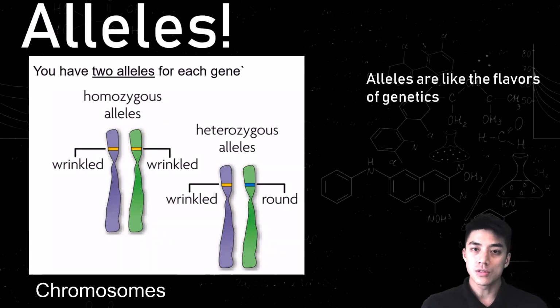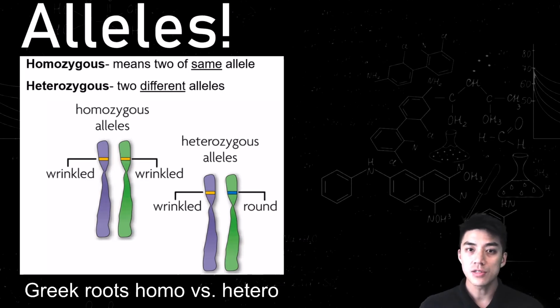You have 2 alleles for each gene. So for example, if you're looking at wrinkled versus round plants, if you have a homozygous set of alleles, that means you're carrying 2 of the same traits. So that means you would be carrying a wrinkled and a wrinkled allele. If you are heterozygous for a certain trait, that means you're carrying an allele for both wrinkled and round. So just to clarify, you can understand quite a bit just by looking at the Greek roots. Homo means the same, hetero means different. So if you are homozygous, you're carrying 2 of the same alleles, and if you're heterozygous, you're carrying different alleles.